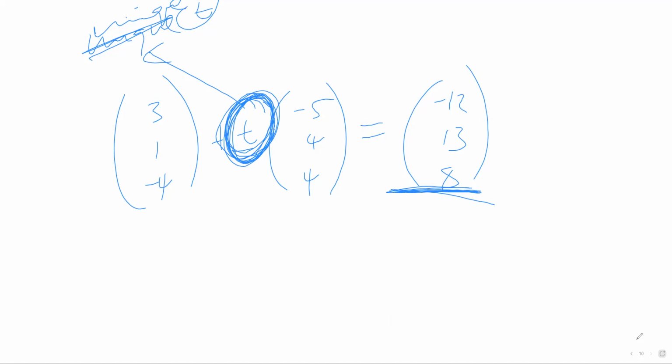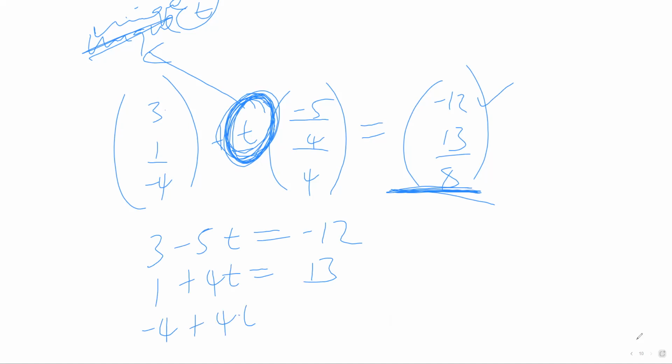If we find a t, then indeed the c lies on the line. If we do not find that t, then it doesn't lie on the line. So now remember, we are just doing this component wise. 3t times negative 5, so we have 3 minus 5t. That's the first one. So we have 3 minus 5t equate to the first, negative 12. Then we have 1 plus 4t equate to what? 13. Then we have negative 4 plus 4t equate to 8.